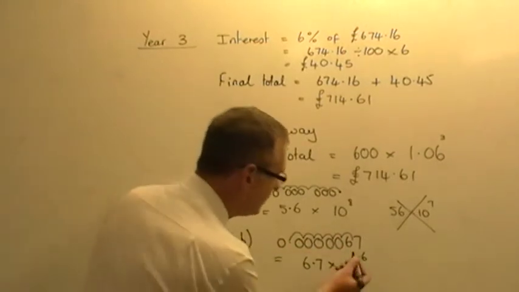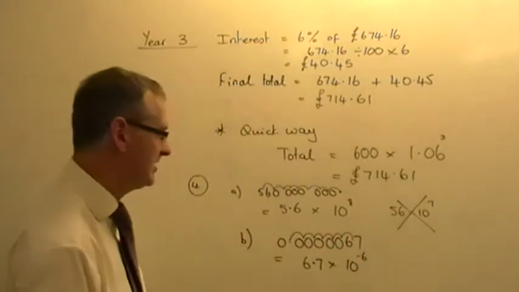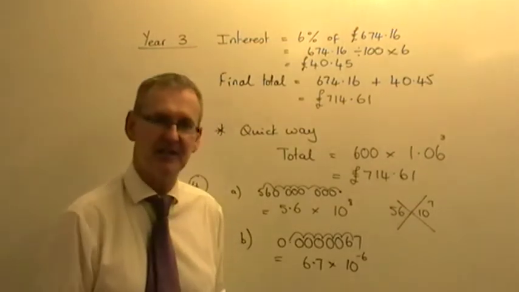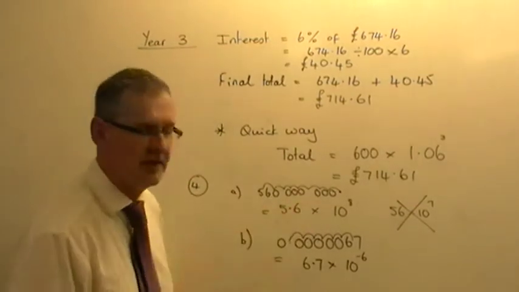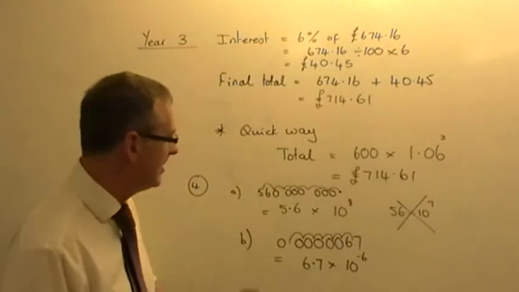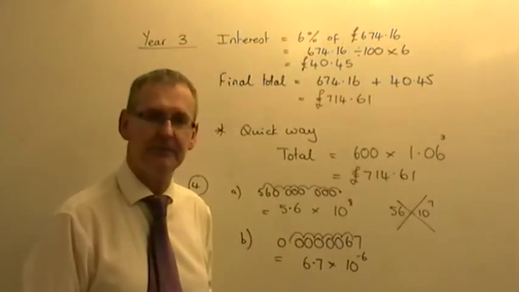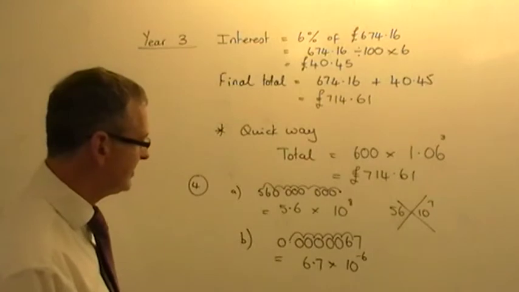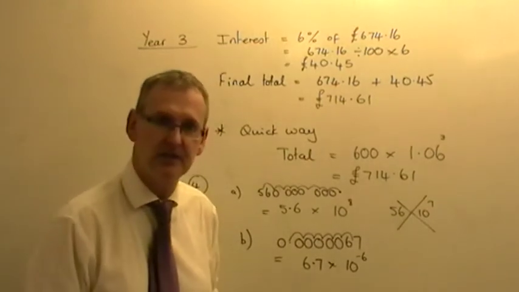But one snag which people forget is if it's a tiny number like 0.0000000, you need to insert a minus sign there, so it's 6.7 times 10 to the minus 6. This was a huge number, not an awkward tiny little decimal, so we had a positive 8 for that one. And that's the answer to that one, 6.7 times 10 to the minus 6.